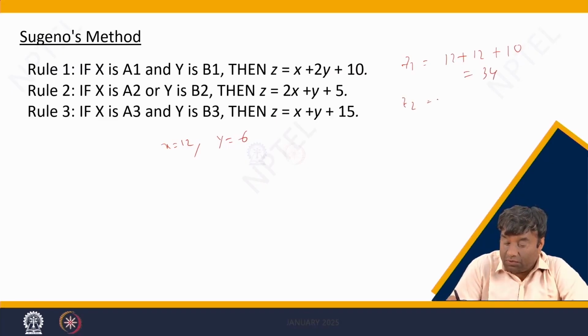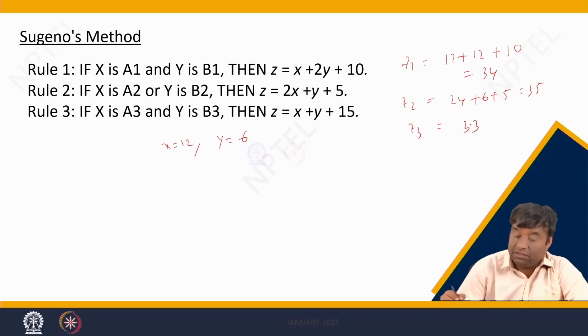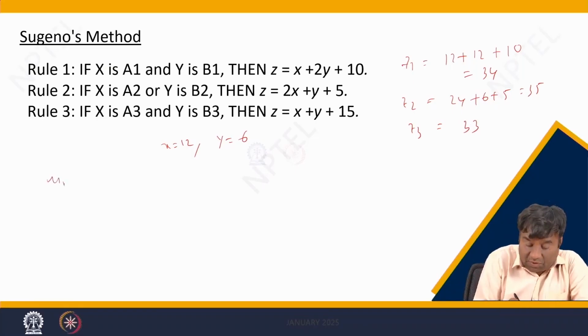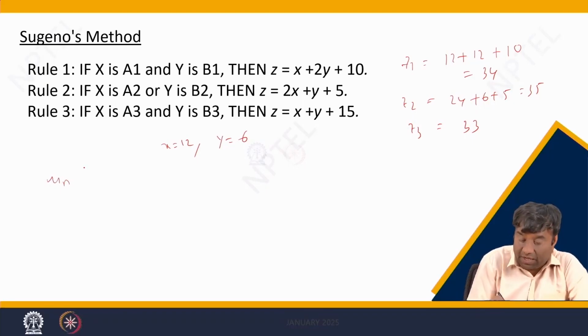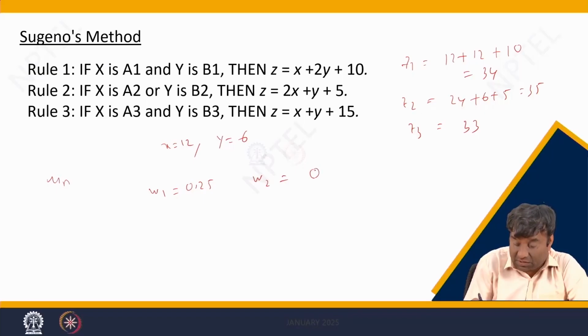z2 is equal to 2x plus y, so that is 24 plus 6 plus 5, so that is 35. z3 is x plus y, so that is 12 plus 6 plus 15, so that is 33. So now here you know that mu, the minimum value here, is 0.25. So here the W1 weightage is 0.25. W2 calculated from the previous case is 0.5, and W3 is equal to 0.25.